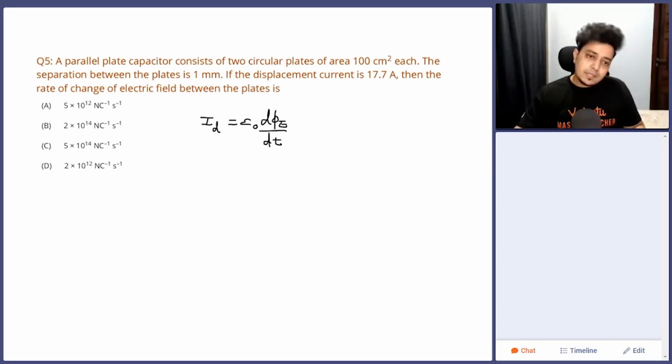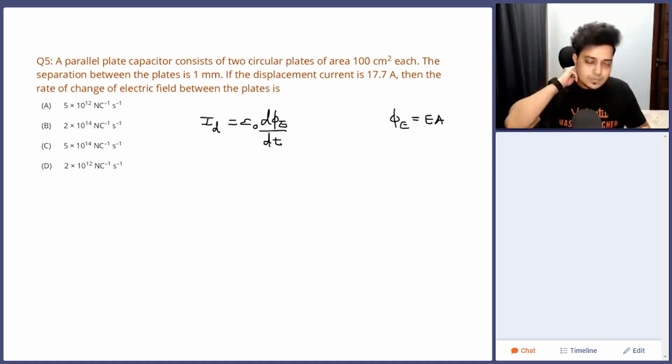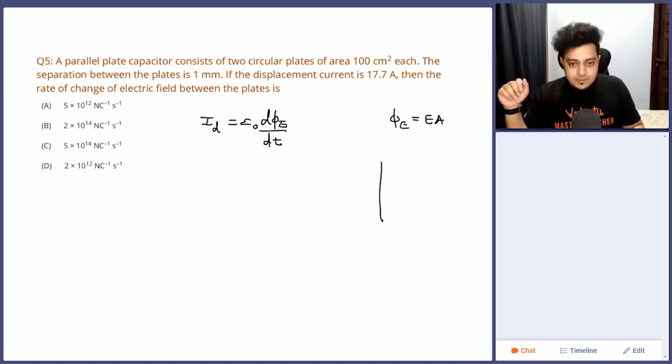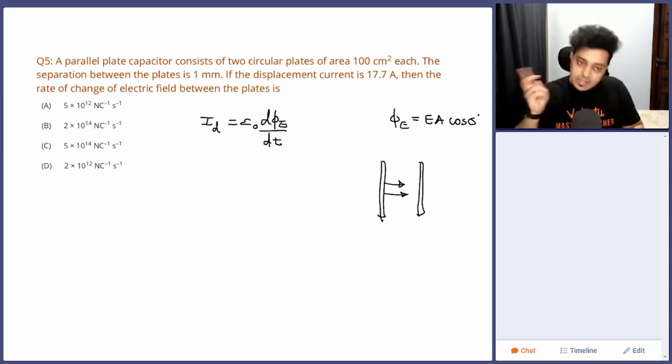What all we know, we can write down the electric flux formula. Electric flux is equal to electric field into area, and in case of parallel plate capacitor, the angle between electric field and area vector will be 0. If you see, this is one plate and this is the other plate. If you focus on one plate, then electric field direction will be like this and area direction will also be like this. Angle will be 0. So E A cos 0. Now area is not changing, electric field is changing.